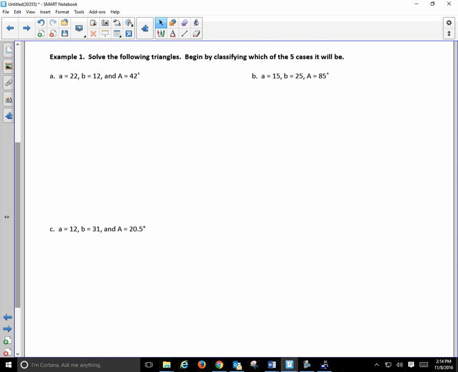Solve the following triangles. We create a triangle. We have angle A is 42 degrees. Side A is 22. I'll call this angle B, so side B is 12. I first classify what type of triangle it is. Is it angle, angle, angle? Is it angle, side, angle? Is it side, side, side? What do I have going on here?